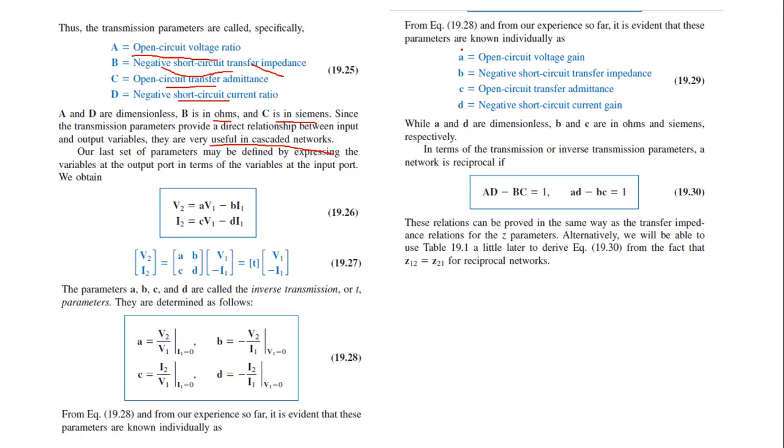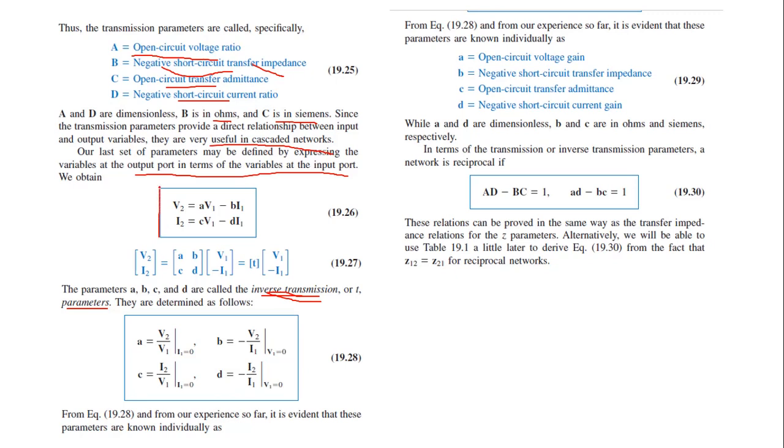Okay, so another set of parameters may be defined by expressing the variables at the output port in terms of variables at the input port. So there is another set of parameters through which we can express variables from output port to input port, right? So that is why this is called inverse transmission parameters or T parameters.